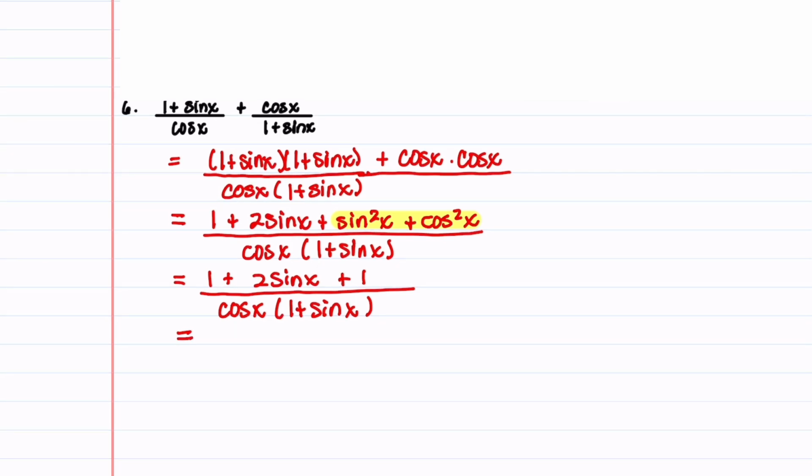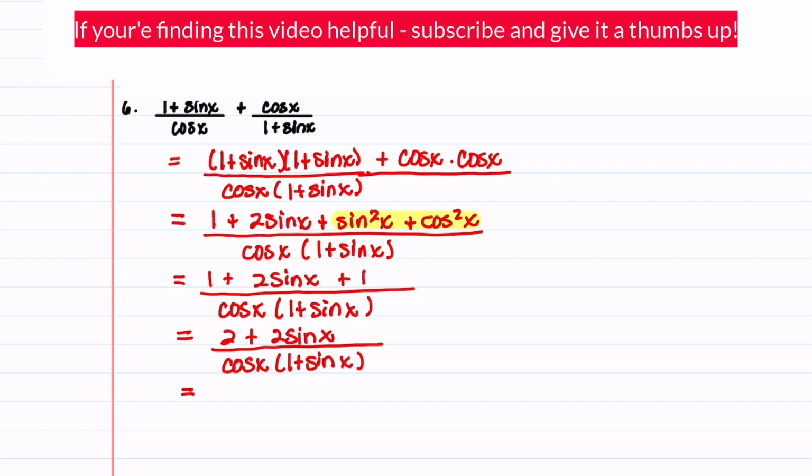Let's now combine the ones. So this is 2 plus 2 sine x, all divided by cosine x times 1 plus sine x. We can see that we can take a 2 out of each term in our numerator, so let's pull that out. So this is 2 times 1 plus sine x.